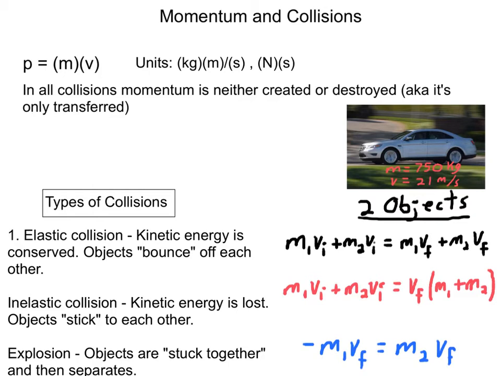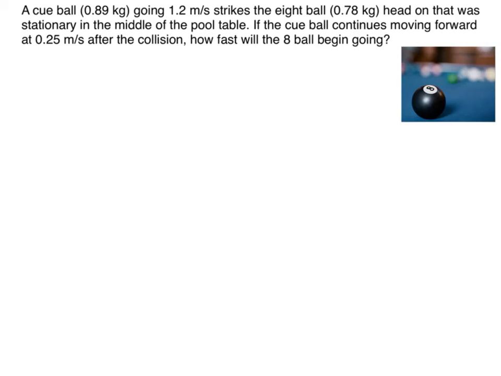So imagine up here on your kinetic energy equation that you completely X out this entire left-hand side, because V initial would be 0 for object 1, and V initial would be 0 for object 2. That just leaves you with M1 VF plus M2 VF. Subtract your M1 VF to the other side, and you end up here. All right, I'm going to work on an elastic problem for you now.